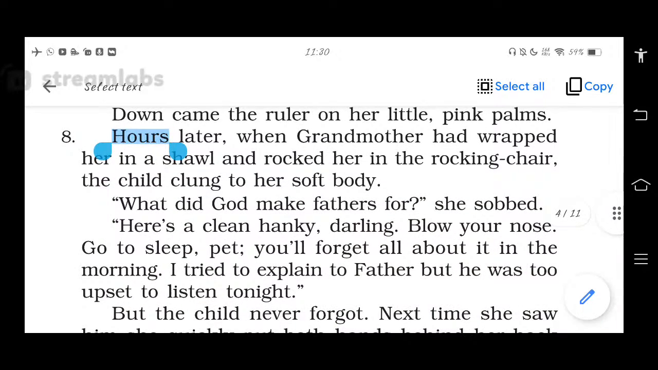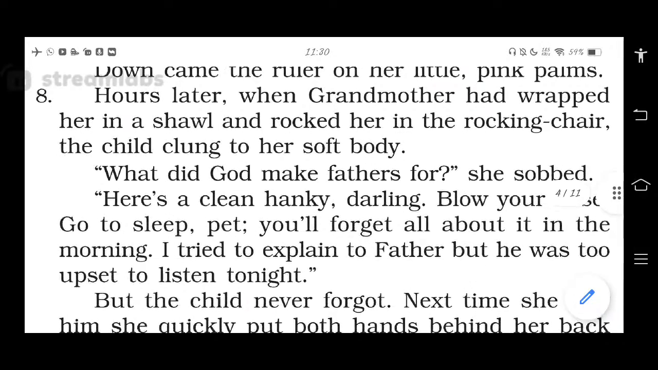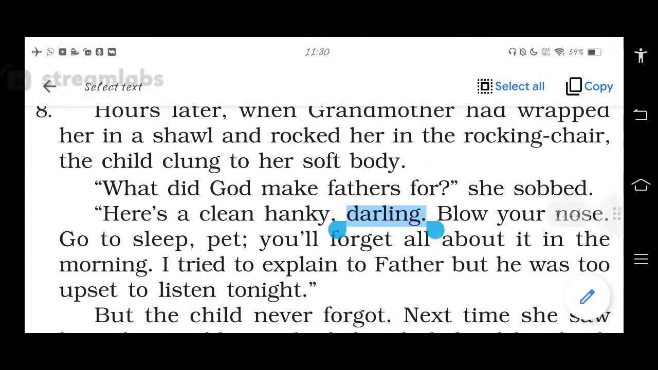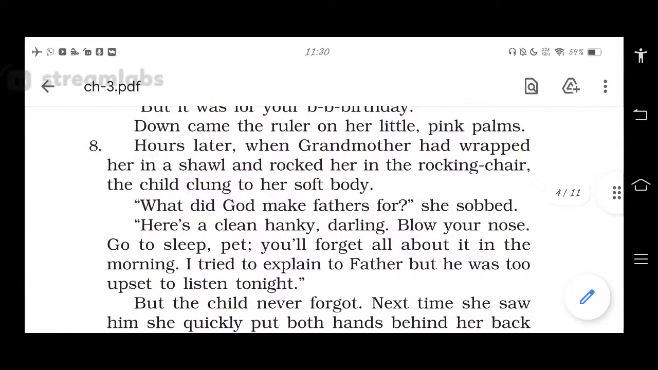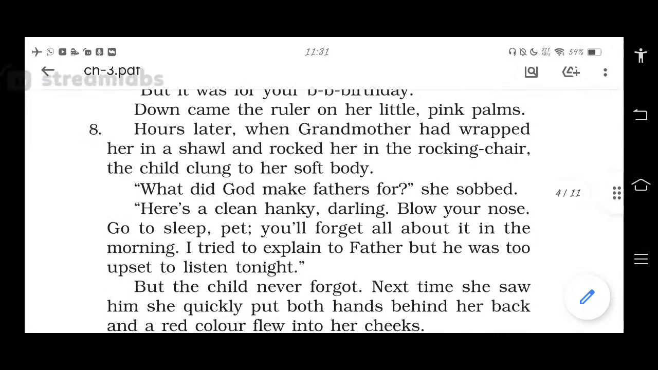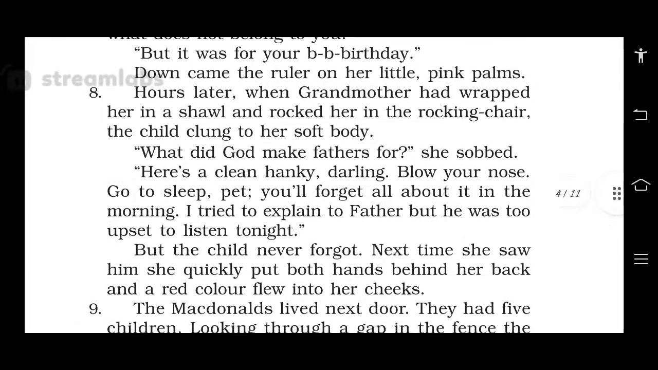So here is a clean hanky, darling. Here is a clean hanky, darling. Here darling refers to the daughter because her grandmother was speaking with her. Blow your nose. Go to sleep. You will forget all about it in the morning. I tried to explain to father, but he was too upset to listen tonight. Okay.